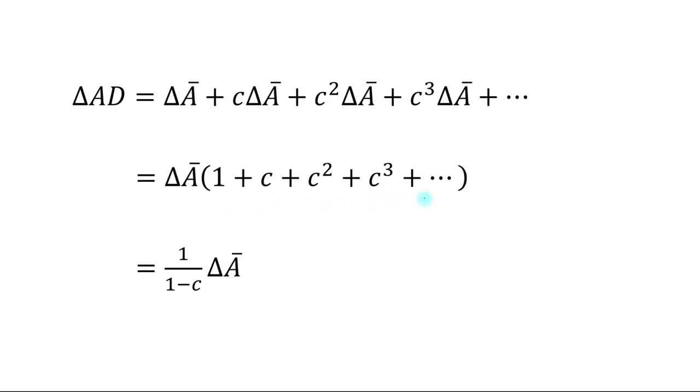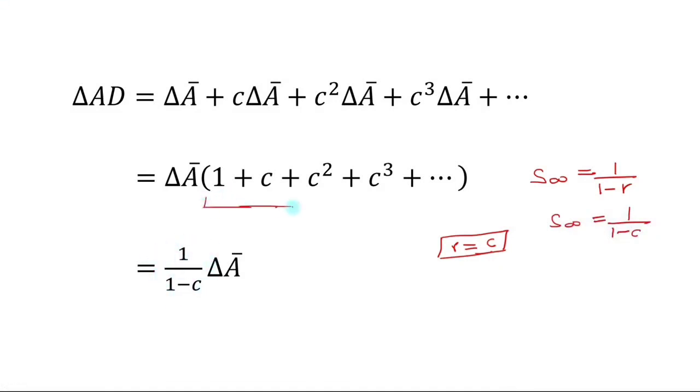form a geometric series, and the sum to infinity is equal to 1 upon 1 minus the common ratio. Here the common ratio is MPC, right? So the sum to infinity will be 1 upon 1 minus MPC. The answer of this bracket is this term, 1 upon 1 minus MPC, times change in A bar.